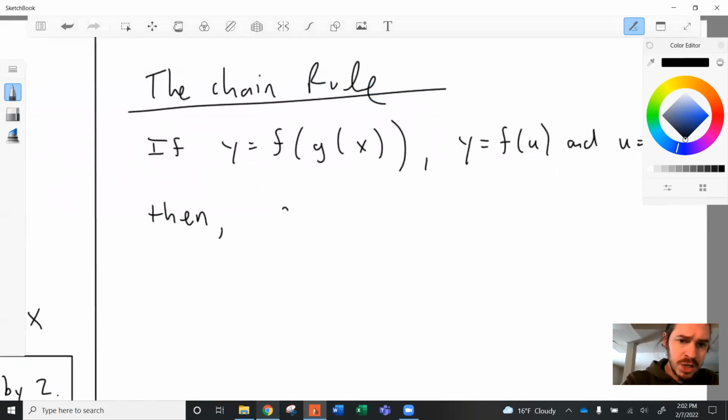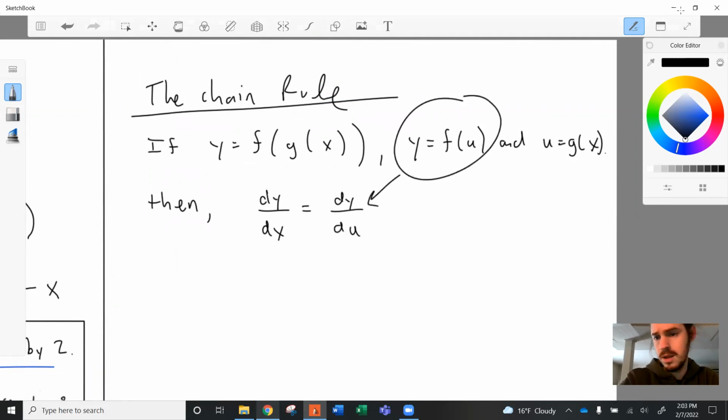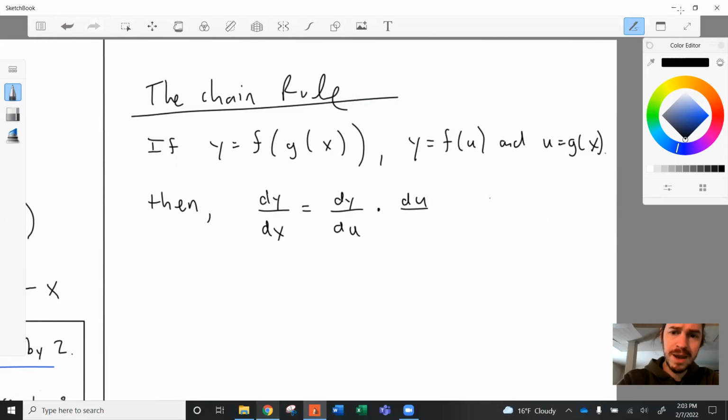the rate of change in y with respect to x is going to be the rate of change in y with respect to u, first of all. That would be like the derivative of this function. But then multiplied by the rate of change in u with respect to x, which is the derivative of that function.